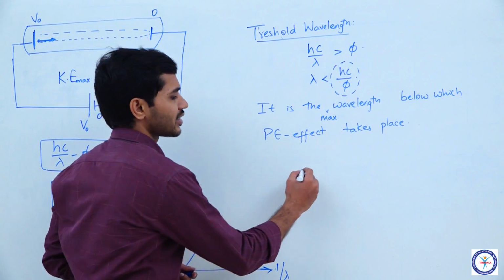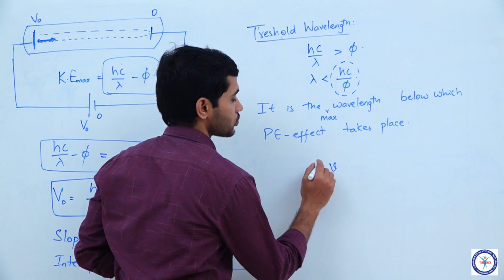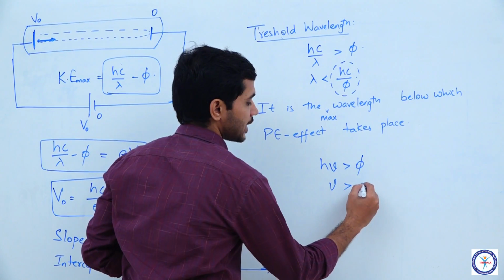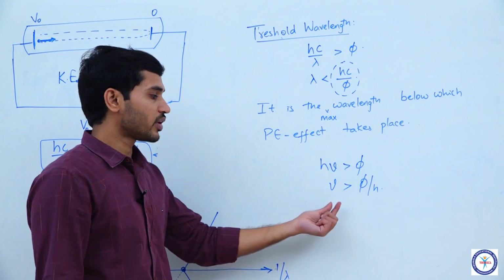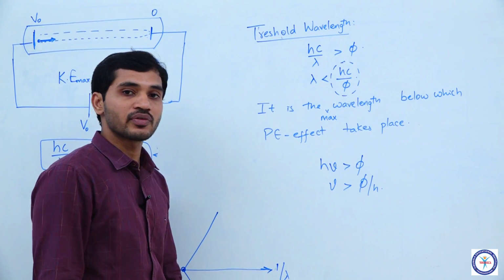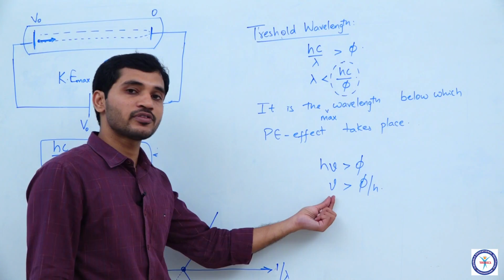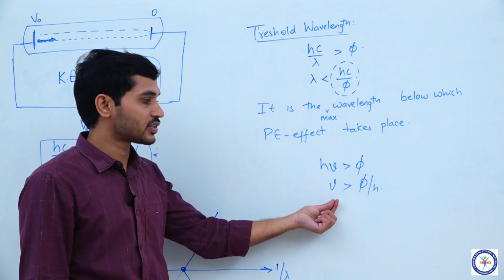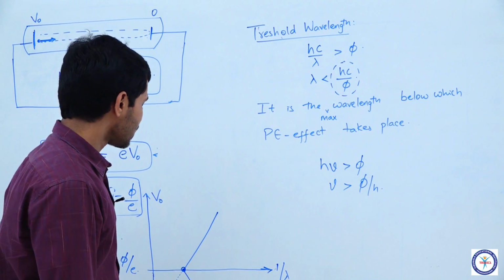So, you can write it like this: h nu should be greater than phi, or nu should be greater than phi by h. In that way we can define threshold frequency as well. It is the smallest frequency of the incident light above which the photoelectric effect takes place. So, similar to this. Okay. That is about threshold wavelength.